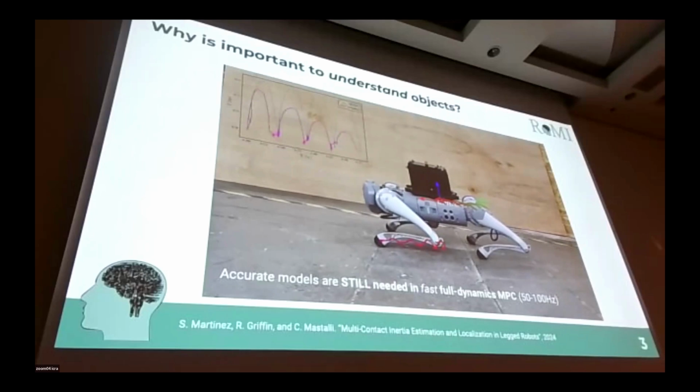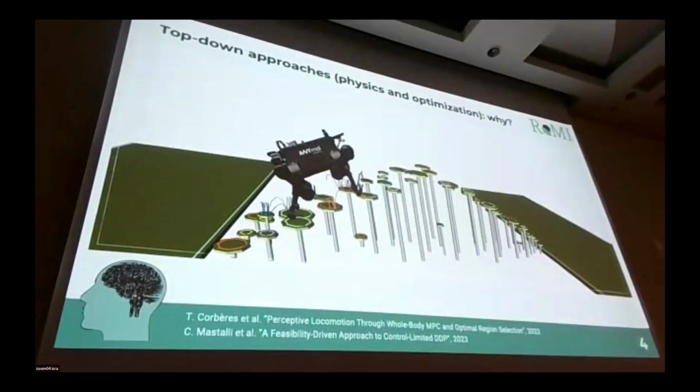It doesn't know about the weight, and we run our full dynamics MPC at 50 Hz or 100 Hz, and still you can see bad tracking. You can see that the swing trajectories are not doing what we expect, and actually the robot is crashing, and at some point it's going to fail miserably. So understanding objects is important, even if you use fast MPC approaches.